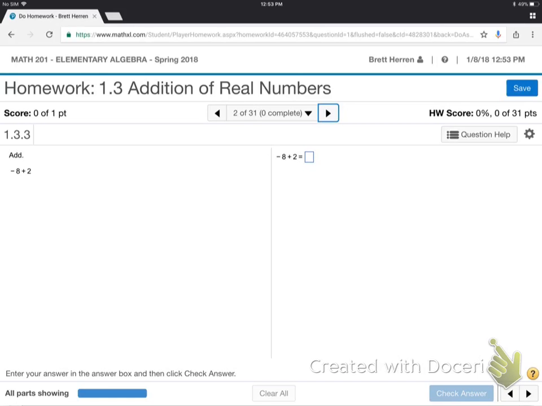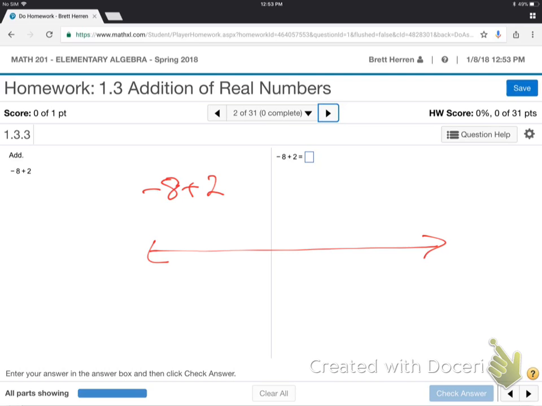Okay, so minus 8 plus 2. So positive and negative numbers. Adding, subtracting positive and negative numbers. Okay, what's the rule with negative 8 plus 2? It's like saying you owe $8 and you give them $2 on your bill.